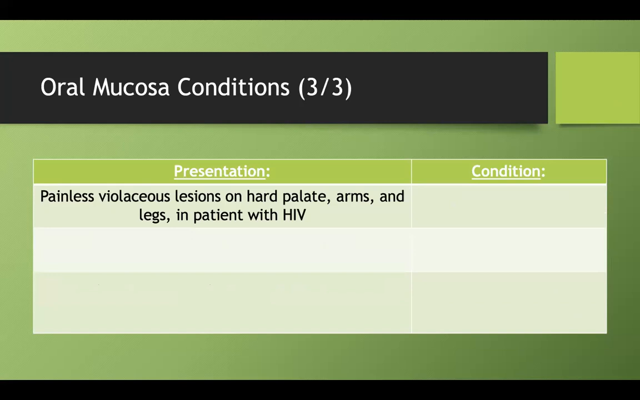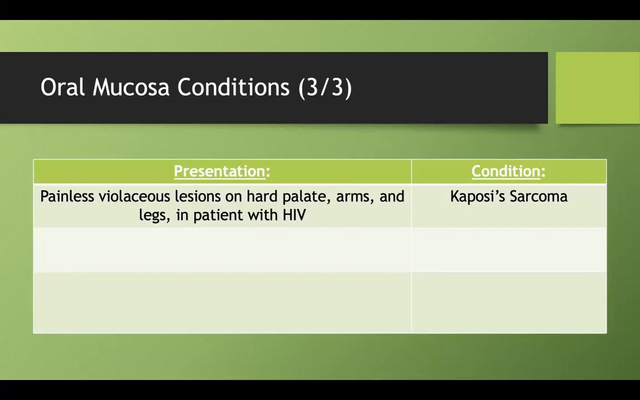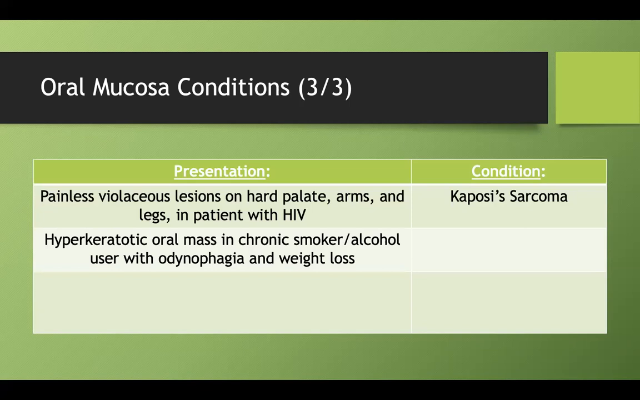What if you see painless violaceous lesions on the hard palate, arms, and legs in a patient with HIV? That's describing Kaposi sarcoma, which I'll show right here. Let's keep moving on. What if you find a hyperkeratotic oral mass in a smoker or alcohol user with odynophagia, which just means pain with swallowing, and weight loss? That's also describing squamous cell carcinoma, but this time it's not on the lip, it's going to be inside the oral cavity.